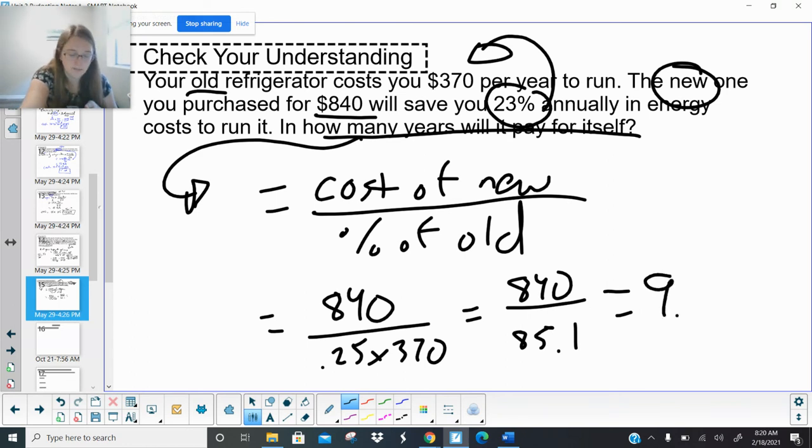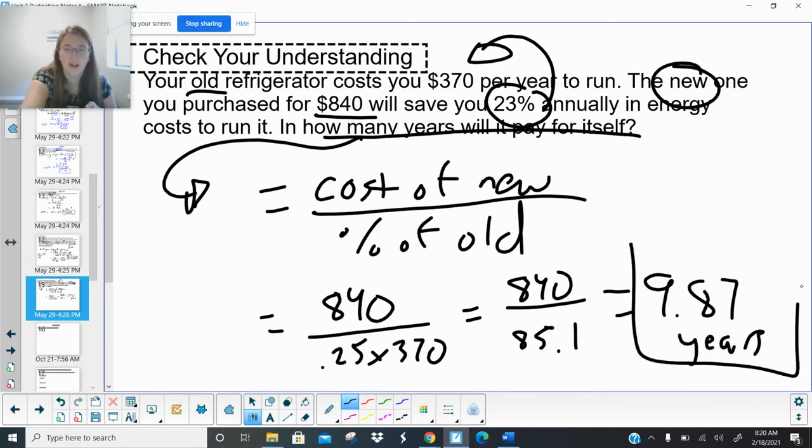You should have gotten 9.87. Once again, what is this? Actually, this isn't money. This is years. So after basically 10 years, this will have paid for itself. You invested this extra money to actually buy this thing, but eventually it will be worth it because it is costing you less to run.